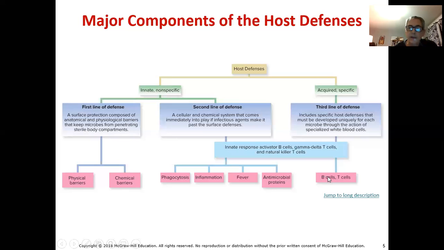And that third line of defense involves our immune cells called B cells and T cells. These are the only cells in your immune system that can develop memory cells. The B cells are the only cells that make antibodies. And there are several different types of T cells that play an important role. We'll talk about those different types of T cells.